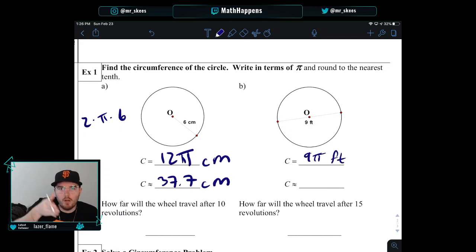All right, 2r pi, 2 times r times pi. 2 times the radius is, boom, the diameter. So diameter times pi is your answer. Or you plug that into a calculator and you get 28.3 feet.